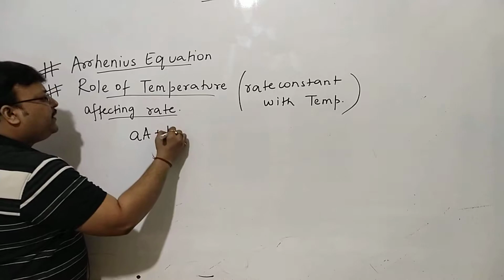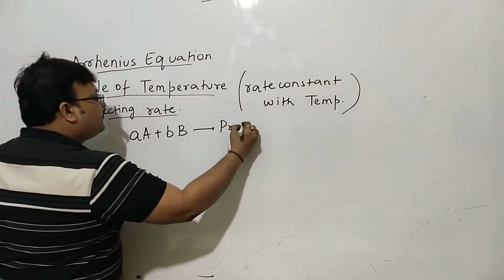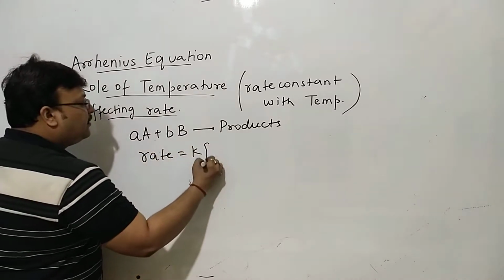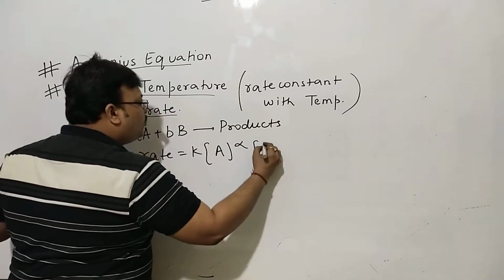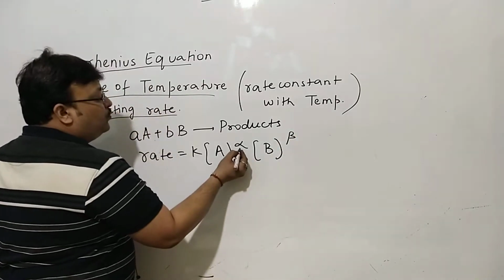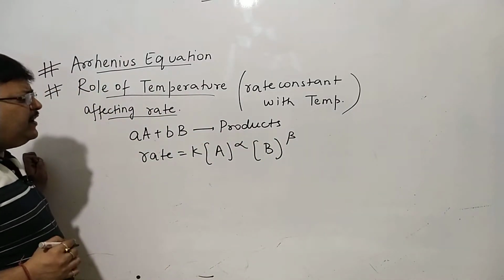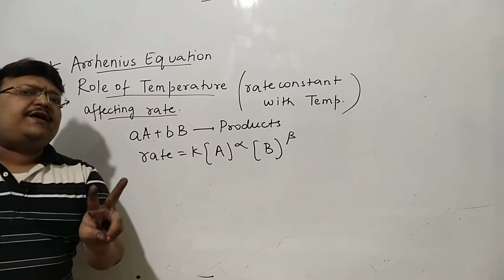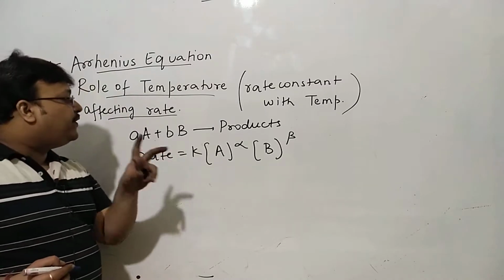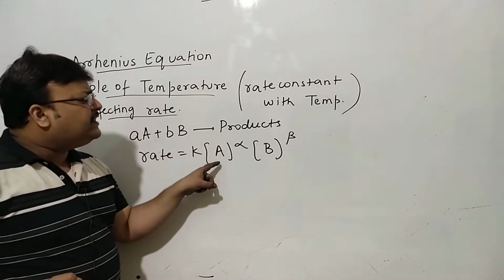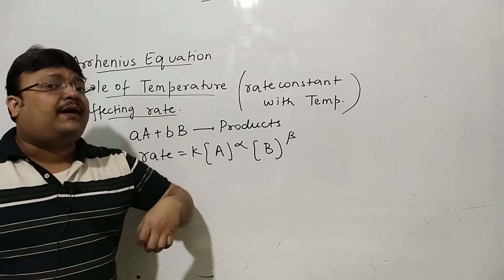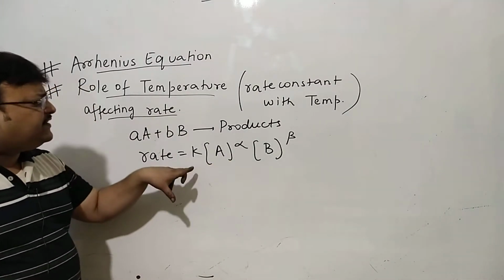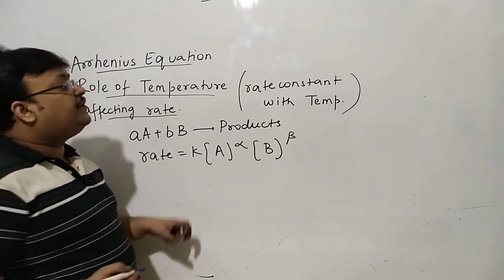A moles of A with B moles of B giving products, the rate law expression was rate is equal to K, A to the power some alpha, B to the power some beta, which I told you could be A and B in case it's an elementary reaction, and this K was a function of temperature. So naturally, there are two ways to affect the rate of the process. One, change the concentration of the reactants, which is law of mass action. If you change A and B, rate will change. Another way is change the value of K, but this K changes with temperature.